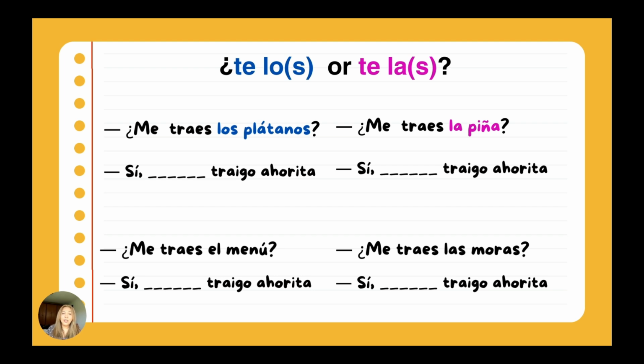Your turn. Now you have to select, is it te lo, it to you, or te los, them to you. ¿Me traes los plátanos? Now you're going to say, yes, I'll bring them to you in a minute. Sí, te los traigo, because plátanos, masculine. ¿Me traes la piña? Will you bring me the pineapple? La piña, feminine. Sí, te la traigo. Yes, I'll bring it to you in a minute. ¿Me traes el menú?